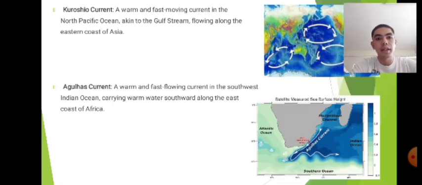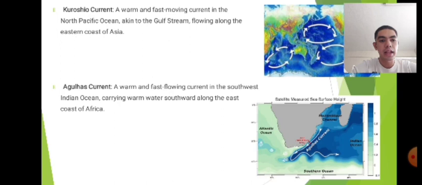Next is the Kuroshio Current, a warm and fast-moving current in the North Pacific Ocean, similar to the Gulf Stream, flowing along the eastern coast of Asia, around Japan.